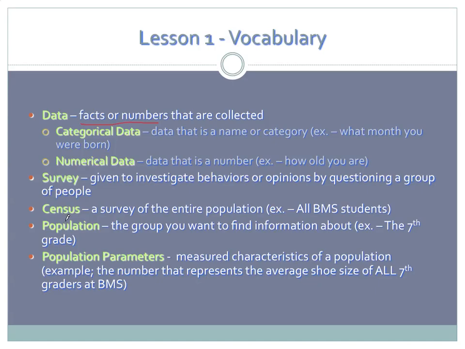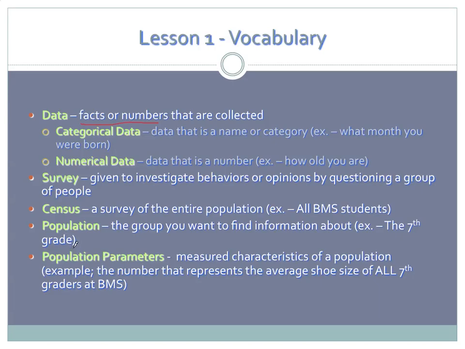The next word is population. Population is the group that you want to find information out about. Let's say I wanted to find out the average height of a 7th grade student at Buford Middle School. I wouldn't talk to all the students at BMS, so I wouldn't be doing a census. I would specifically be talking to a population within that census, the group of 7th graders. It would do me no good to talk to 8th graders or 6th graders if I want to know the average height of a 7th grader.